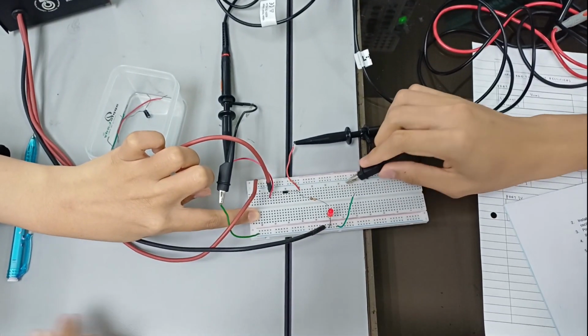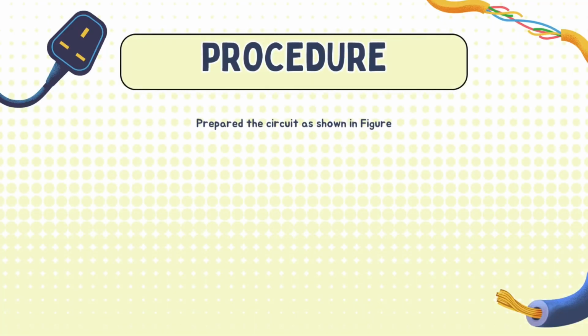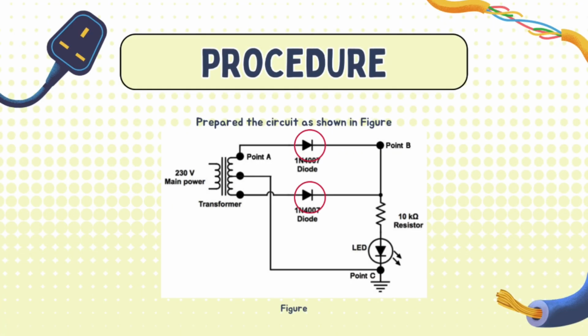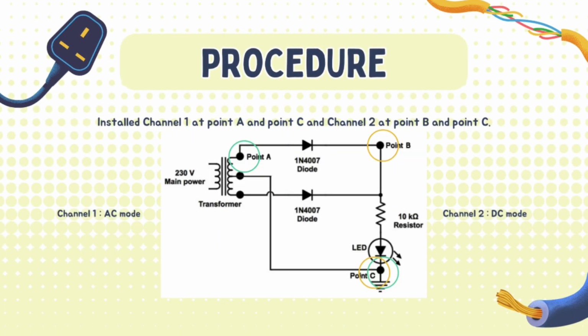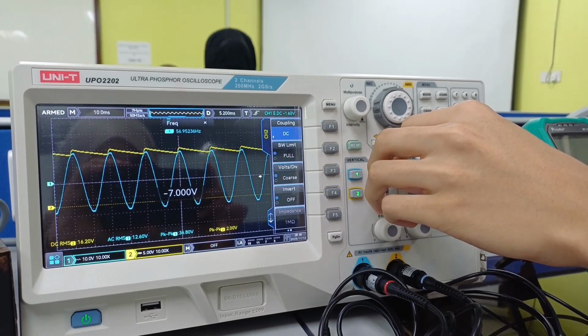Next, we move on to the full-wave rectifier. The steps were quite similar to the first part and the circuit was constructed as here. Note that there are 2 diodes involved in this part. Channel 1 at point A and C was set in AC mode and channel 2 at point B and C was set in DC mode. VRMS level output was obtained from channel 2.